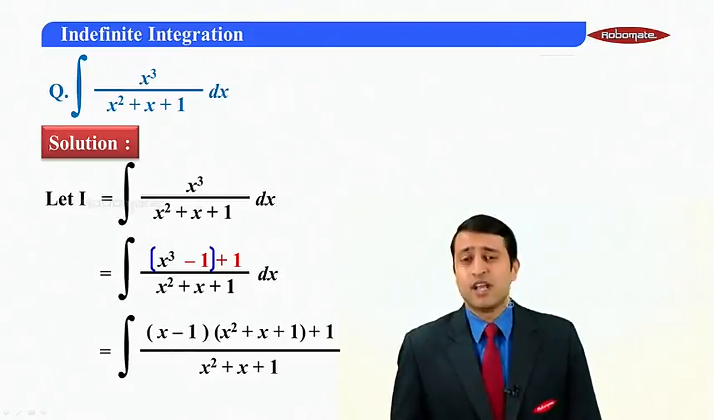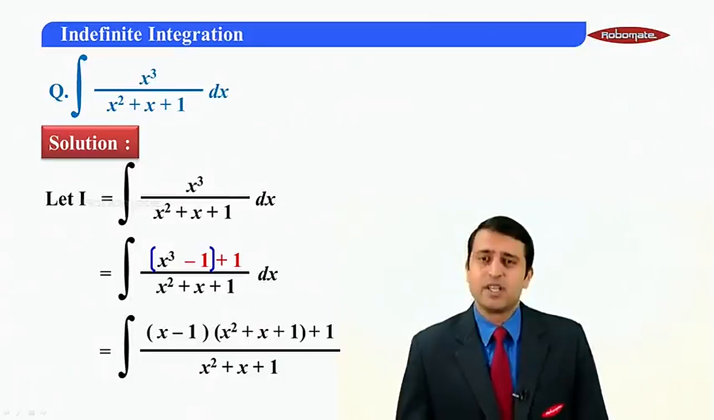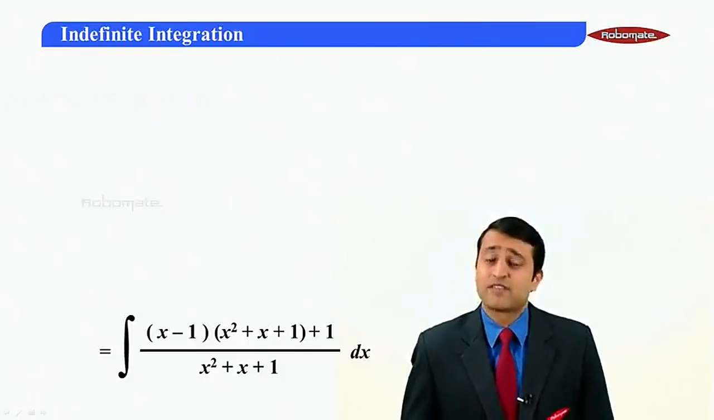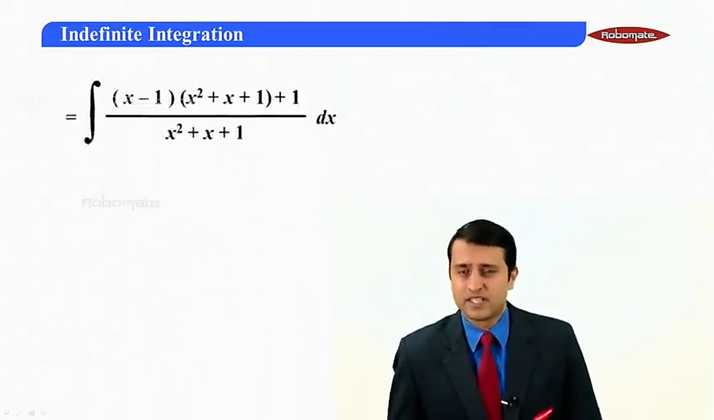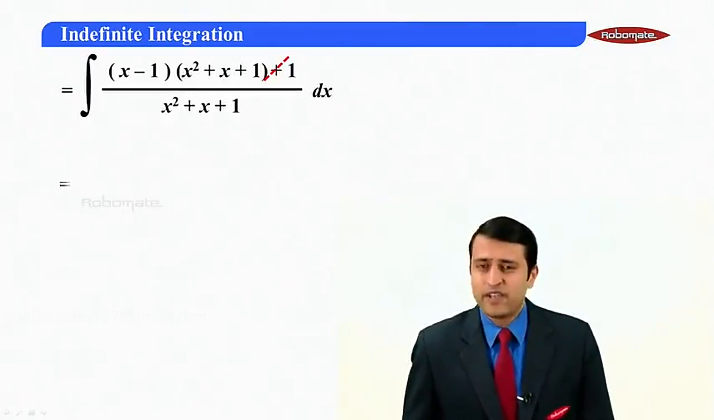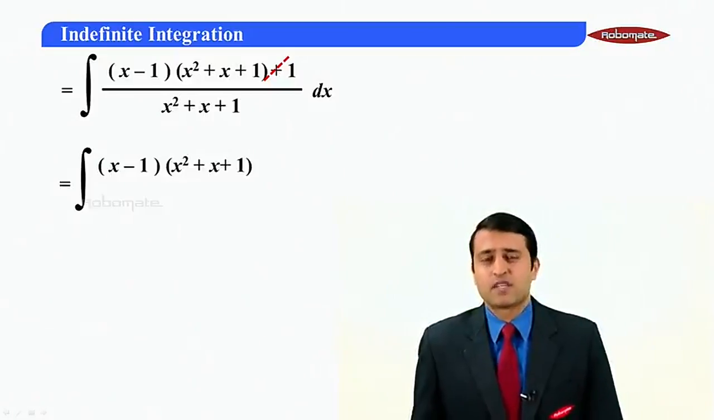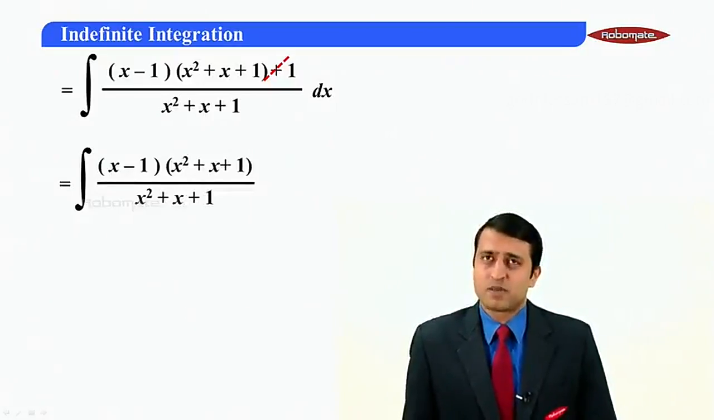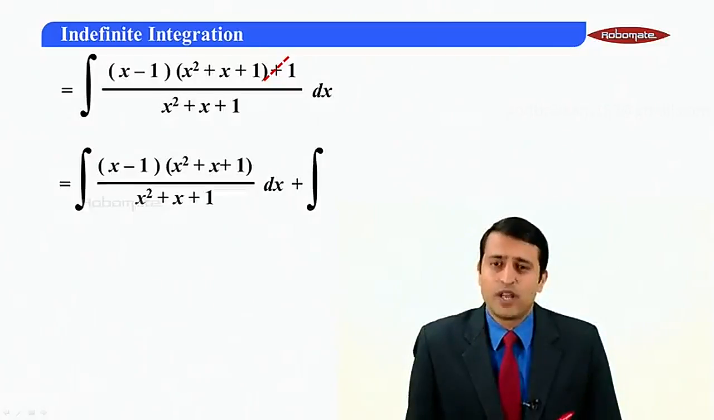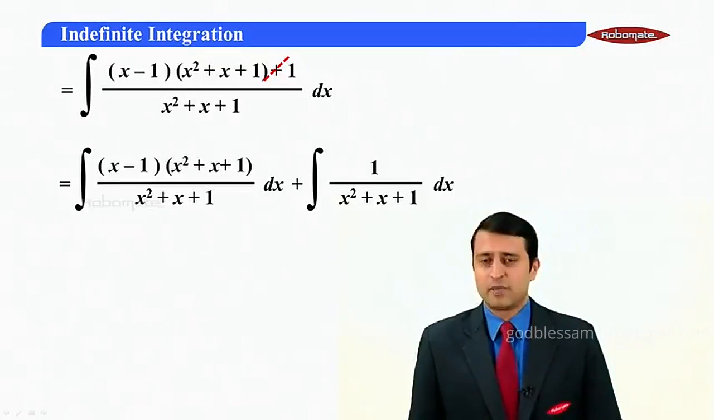plus x plus 1. Now, my dear students, if I consider the denominator to be a single unit, it is a single term, so I will have to separate the numerator. So let me copy the step and let's separate. So what we get is integral of x minus 1 into x square plus x plus 1 upon x square plus x plus 1, plus integral of 1 upon x square plus x plus 1 dx. Is that okay, my dear students?